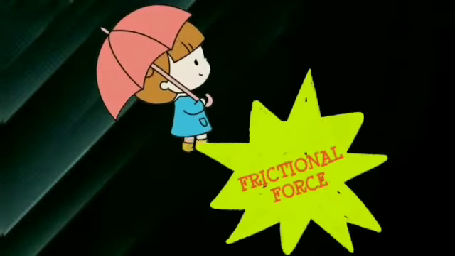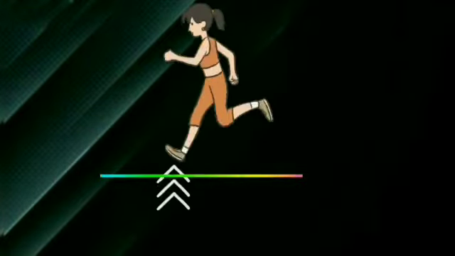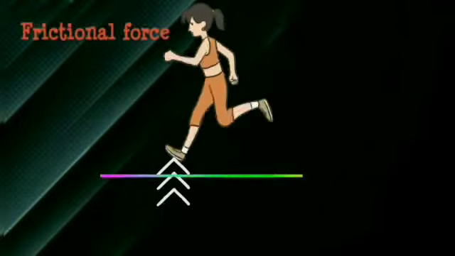Number 2. Frictional force. When two surfaces are in contact with each other, they exert a force on each other, which opposes their motion. This force is called frictional force. It is the friction between the object and the ground that slows down the movement of the moving object and stops it.